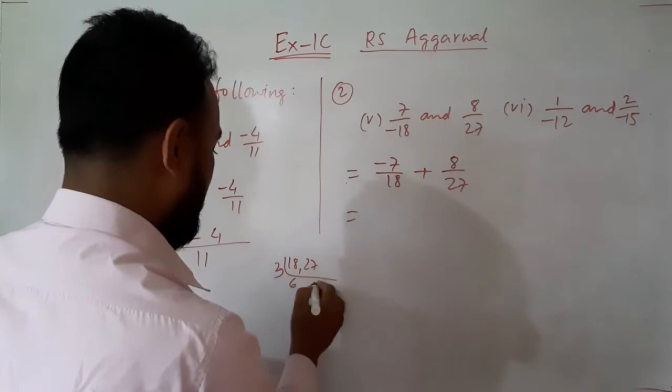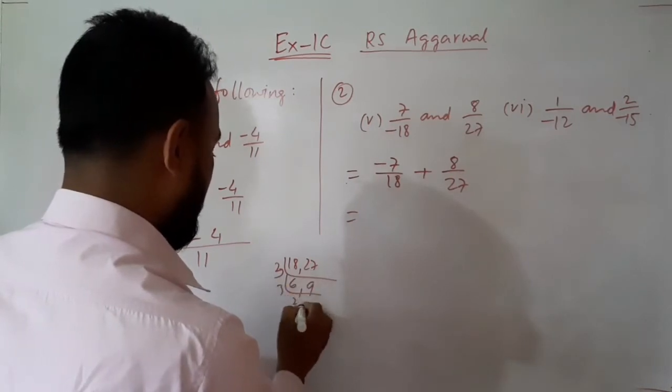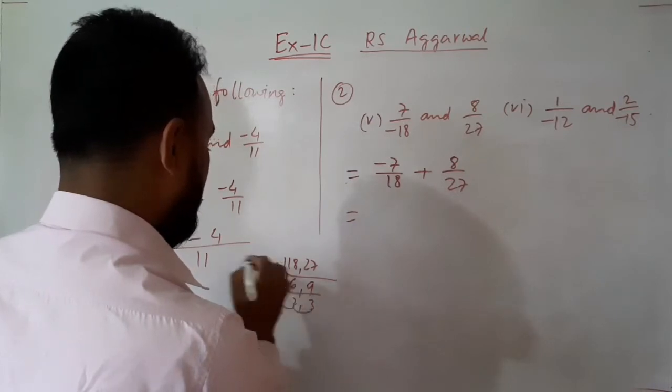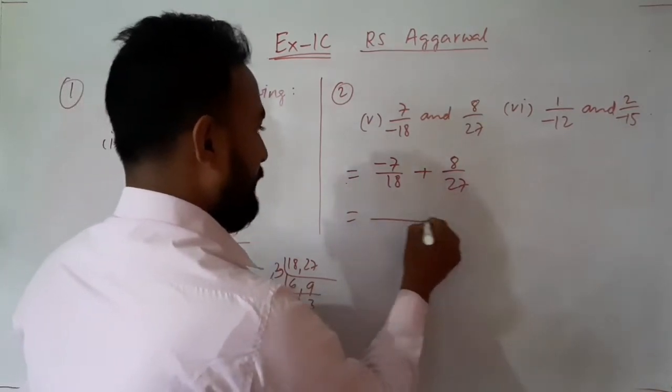3 6 ja, 3 9 ja, 3 2 ja, 3 3 ja. So 3 2 ja 6, 6 3 ja 18, 18 3 ja 54.